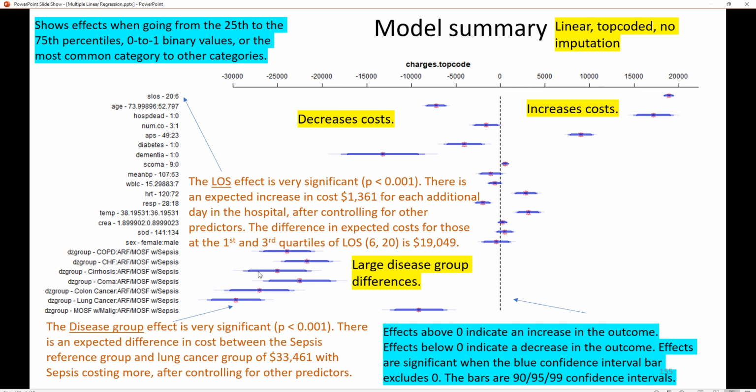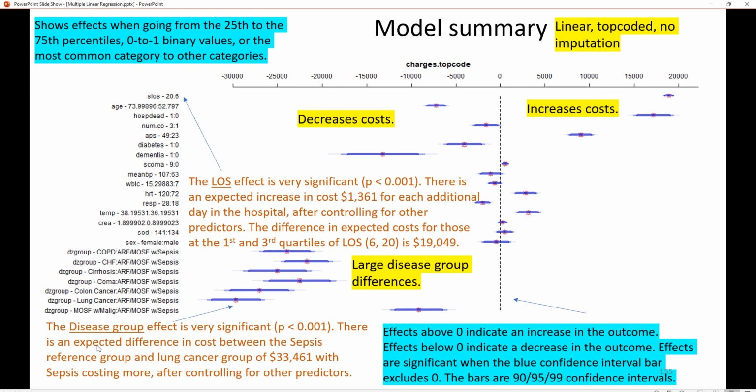patients in the disease group sepsis compared to all other disease groups. Sepsis would be at that dashed line, and for example, when we compare COPD and ARF/MOSF with sepsis, you can see that one's about $23,000 less than it is for patients with sepsis.